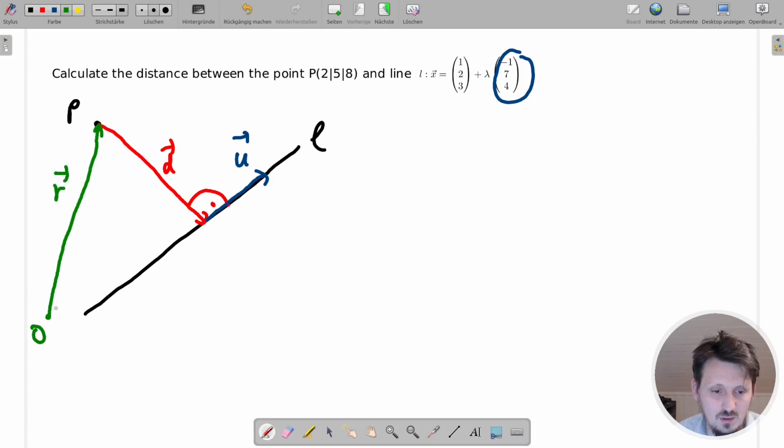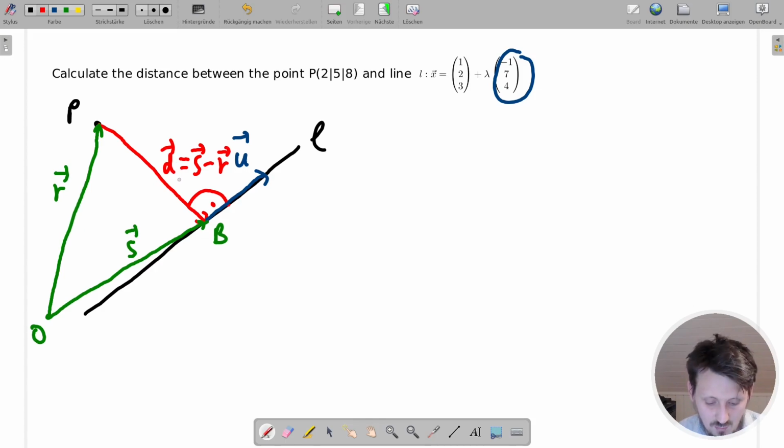And we can also create a vector from the origin to this point, which we call maybe base point B, and this vector we call S. And when we do that, we can immediately see that now our vector D can be written as the difference S minus R. Yeah? So it could also be R minus S, then we have to swap the vector, but it doesn't matter so much because at the end we are only interested in the absolute value of D, because the absolute value of D automatically gives us the distance.